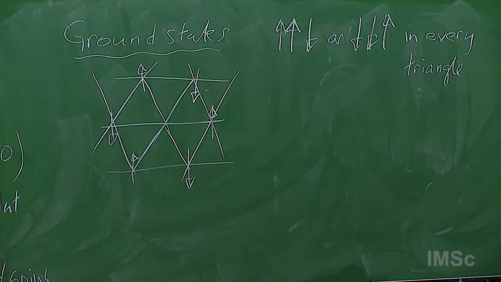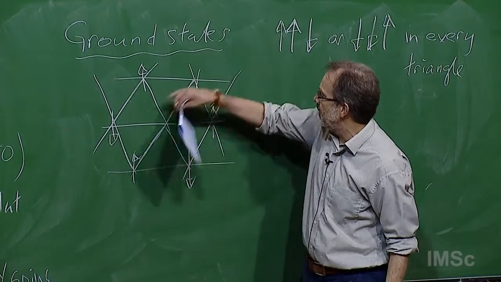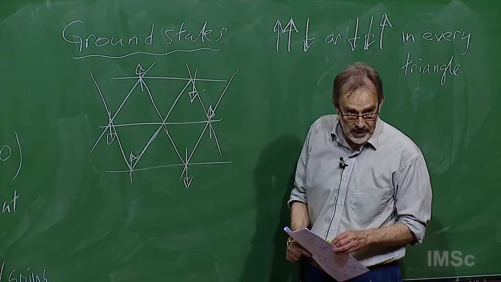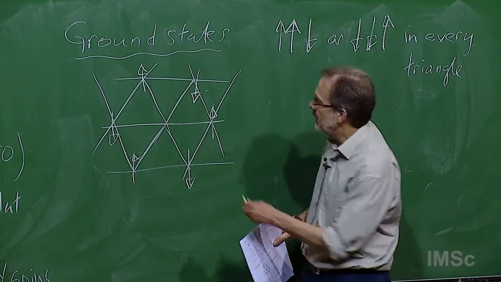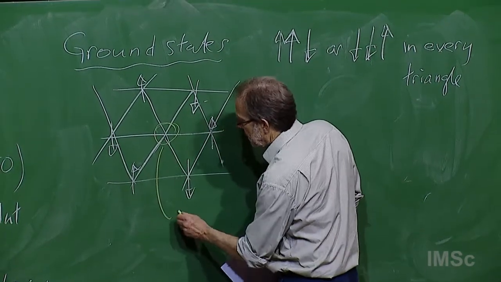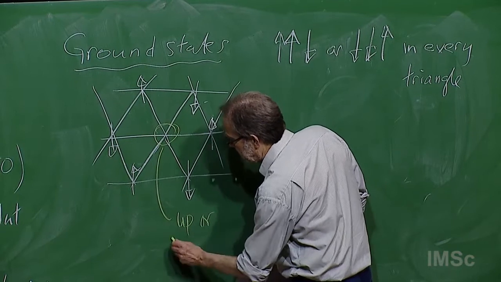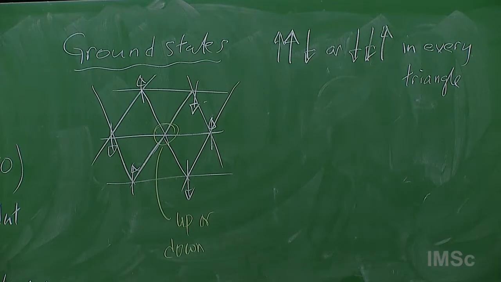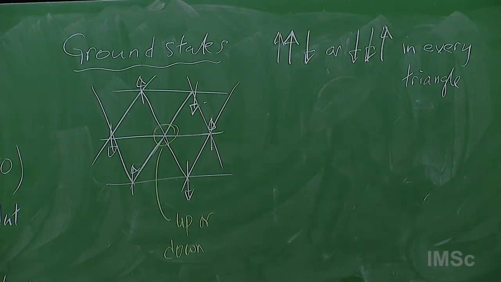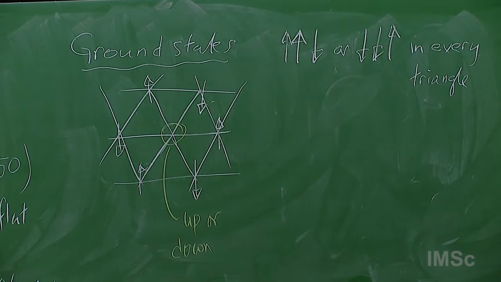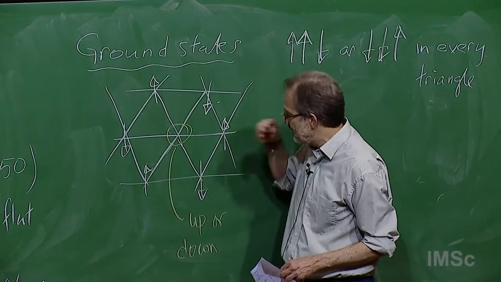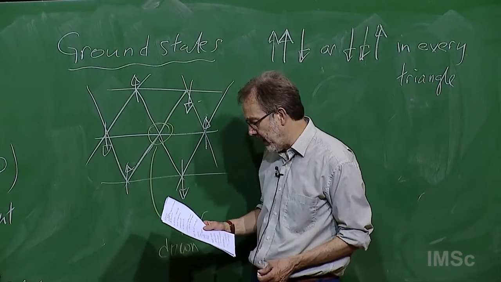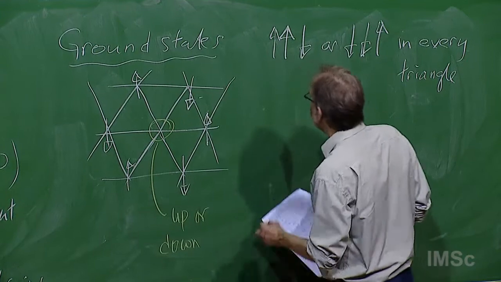Then in the center, because 3 of the neighbors around the hexagon are up and 3 are down, we have vanishing exchange field. And so this central spin can be up or down in the ground state. Sorry, was there a question there? No. So you can imagine a finite density of flippable spins, and that gives you a finite ground state entropy.